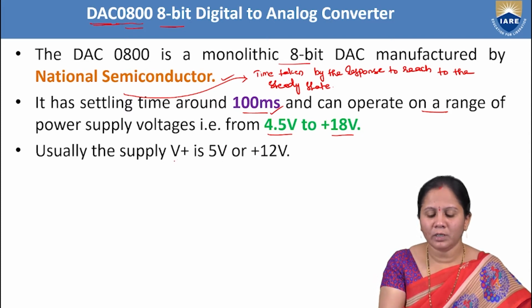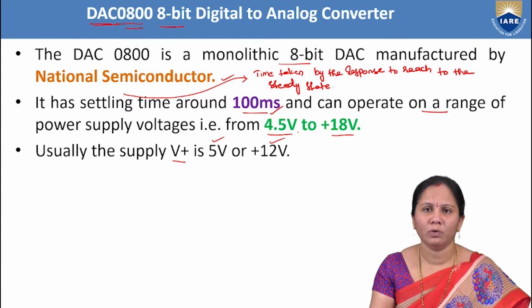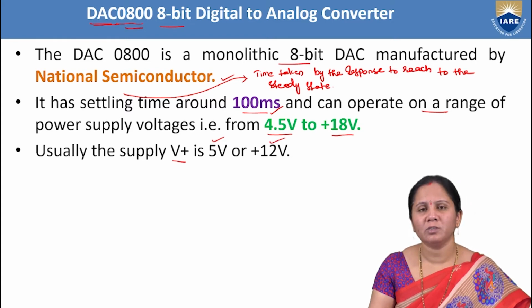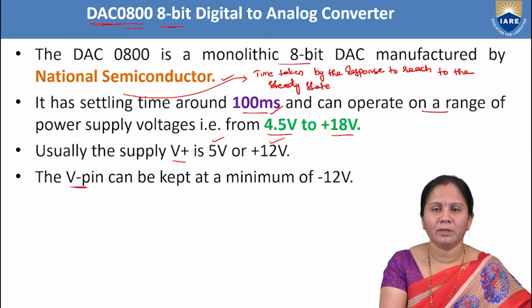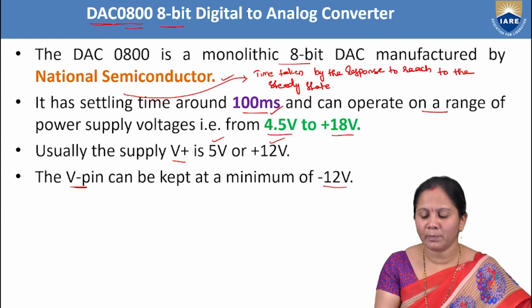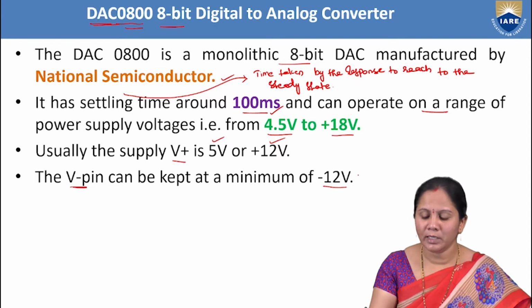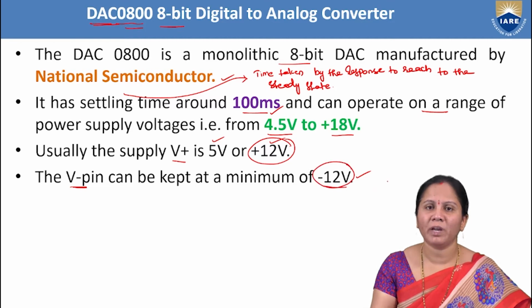The positive power supply that we can produce is plus 5 volts, that is the minimum voltage, up to plus 12 volts. Within this range, the positive supply can be produced for this IC. And the V minus pin represents the supply voltage only, but the negative supply voltage. The minimum negative supply we can produce for this DAC 0800 is minus 12 volts. So the maximum positive voltage is plus 12 volts and the minimum negative voltage is minus 12 volts.